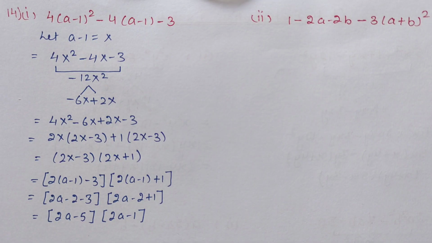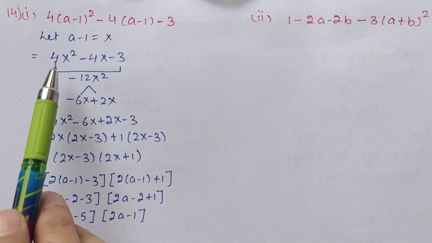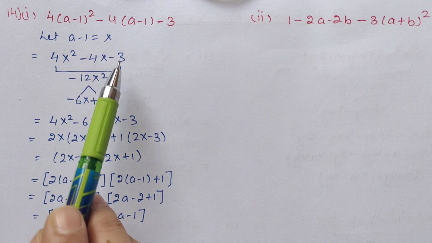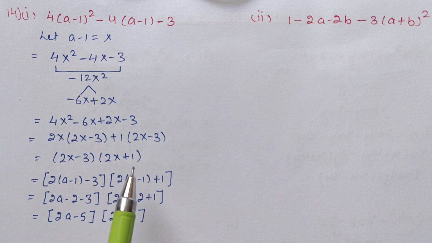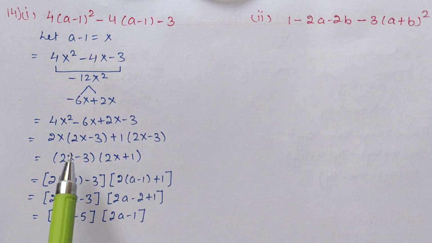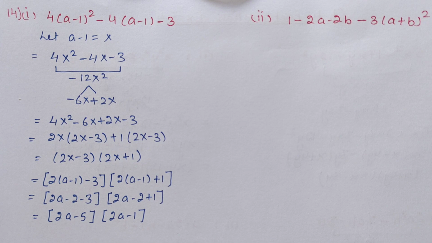Next, question number 14, first part. We have to do it in the same way. a minus 1 we will replace with x, then this will become 4x square minus 4x minus 3. Do the factors in the same way as we have done in the earlier questions. At last, again this x you have to replace with a minus 1.